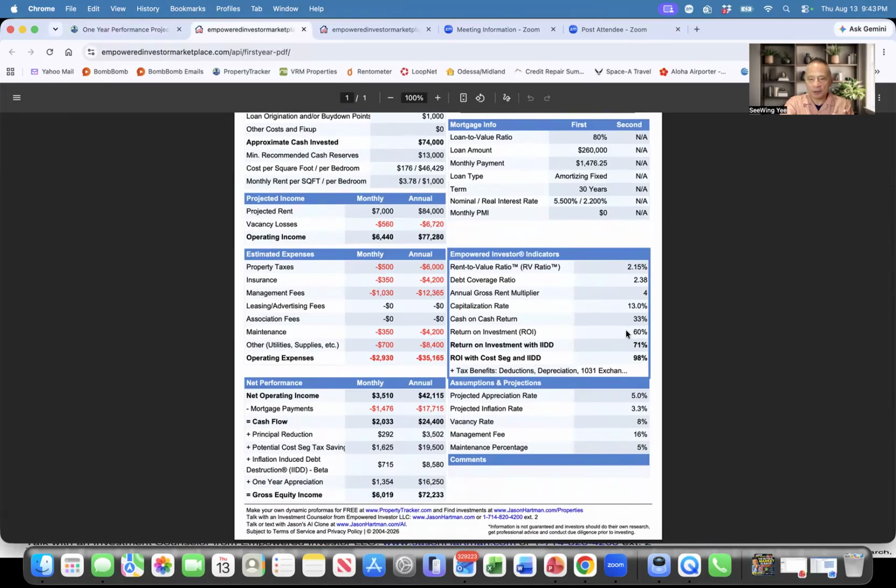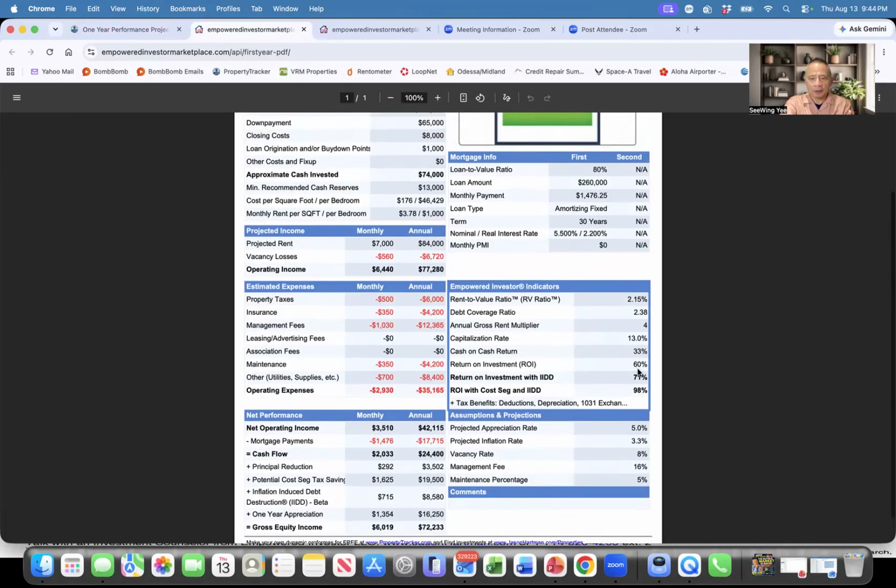The first layer is a traditional ROI at the end of the first year, 60%. We already calculated that. The second layer is an additional 11% more because of the inflation-induced debt destruction on this particular property. I already explained that to you, 8550, 8580, right? And then the final layer, which is mind-boggling, return on investment with cost segregation and IIDD, inflation-induced debt deduction, which is 98%. We're talking 98% total ROI in the first year.